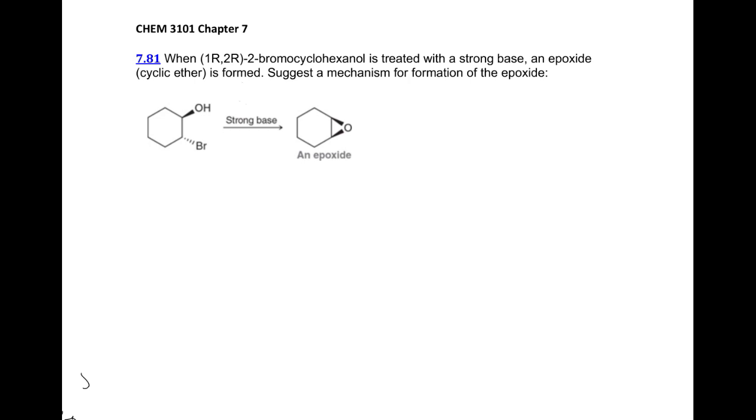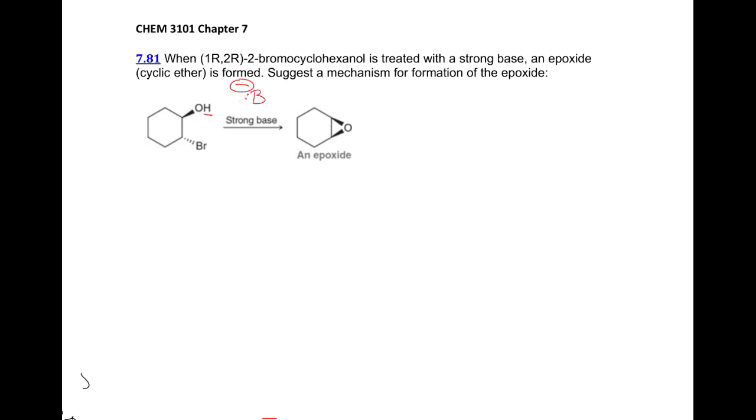So if I'm treating this starting material with a strong base, the most acidic proton in this molecule is going to be the hydrogen atom that's attached to the oxygen. So here I could represent my strong base just like this.